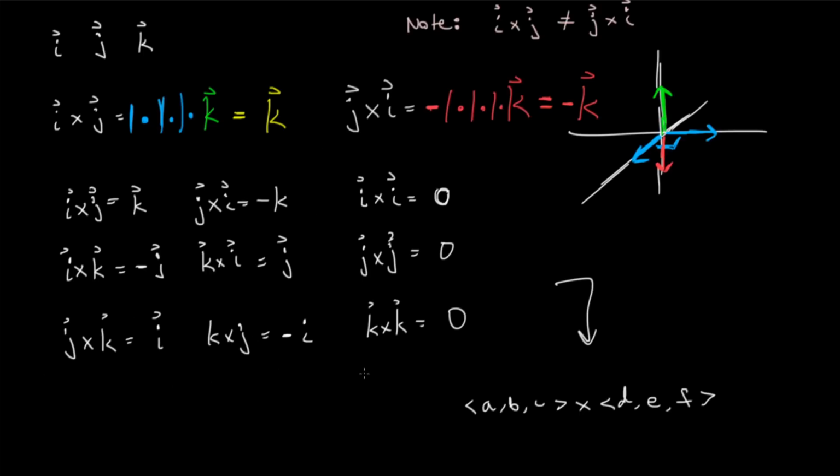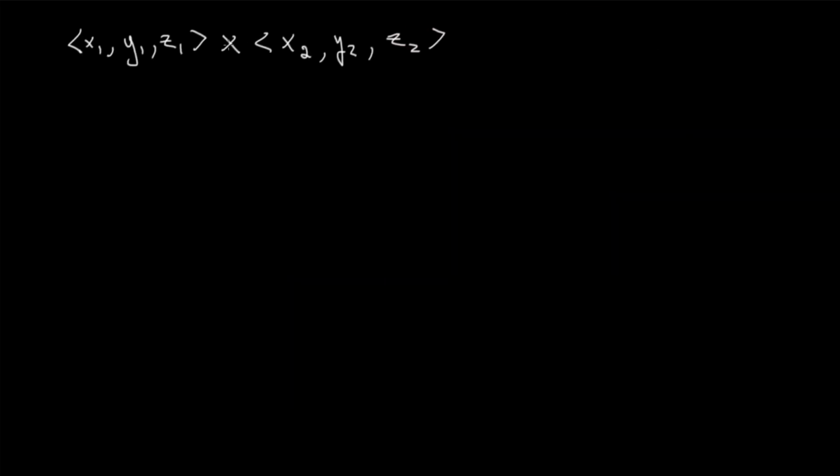And I want to cross x1, y1, z1, in other words, vector 1. I want to cross that with vector 2, x2, y2, z2. This is my goal, to figure out what this is. All right, so now we need to figure out how can we connect this simple question, crossing the unit vectors, with crossing this more complicated set of vectors?